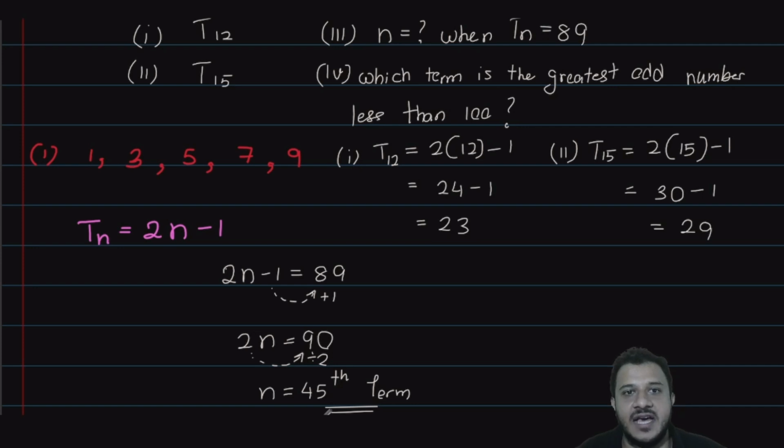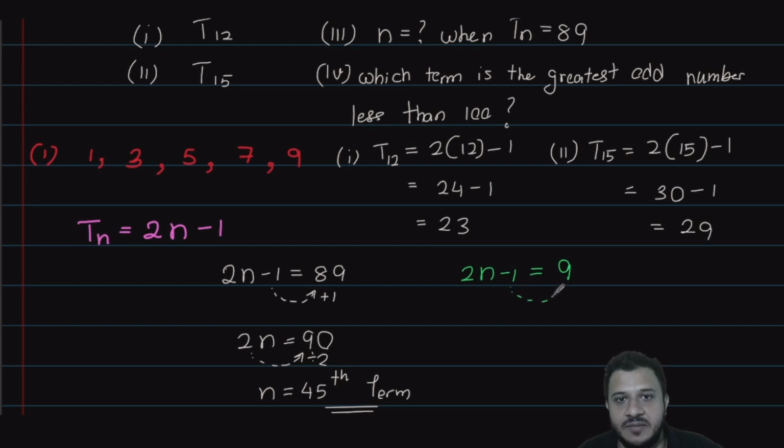Then the last question they are asking us is, which term is the greatest odd number less than 100? They are asking which term value gives you the greatest odd number less than 100. So what is the greatest odd number less than 100? Can somebody quickly tell me? 99. So make 2n minus 1 equals 99 and find out which term it is.